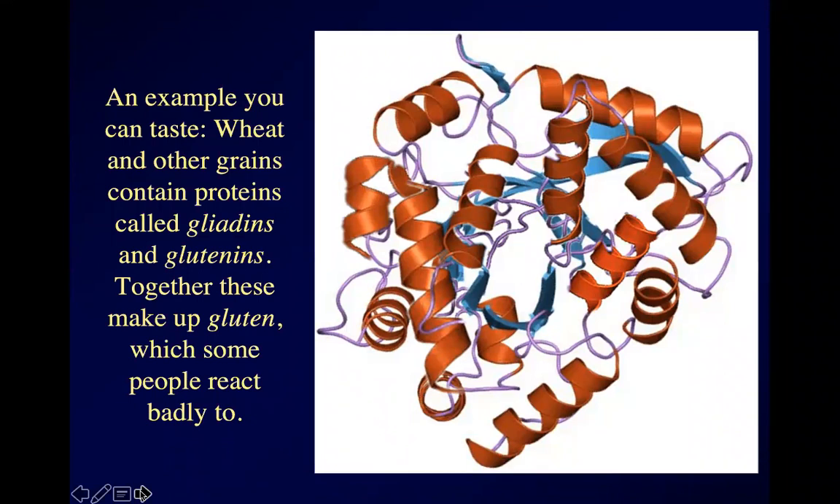Gluten is just the collective mixture of proteins called gliadins, I think this is a gliadin, and proteins called glutenins. And here in this picture, the alpha helices are kind of copper colored, the beta sheets are blue, and the parts that are not a helix or a sheet are purple.